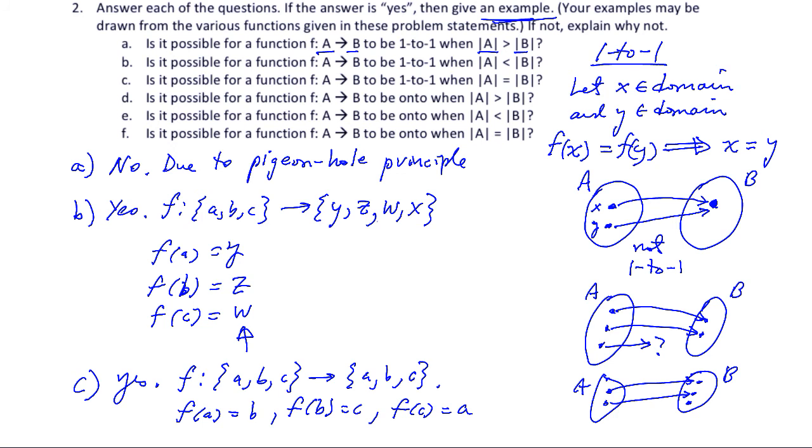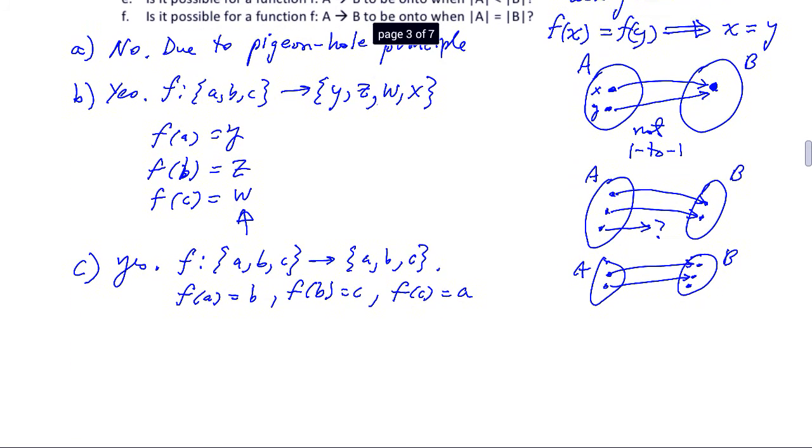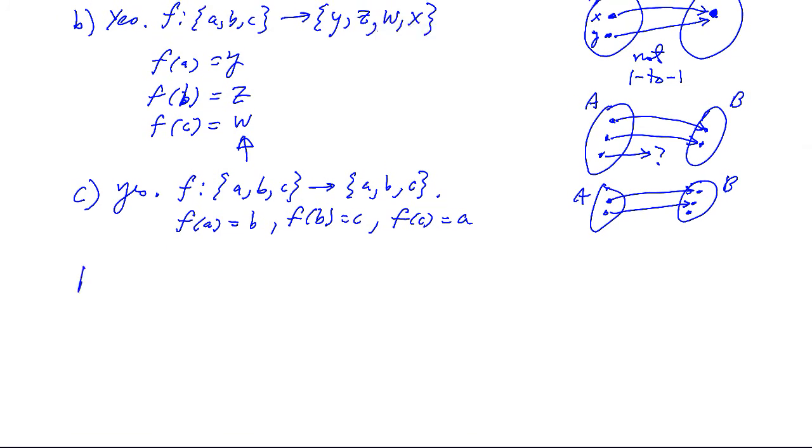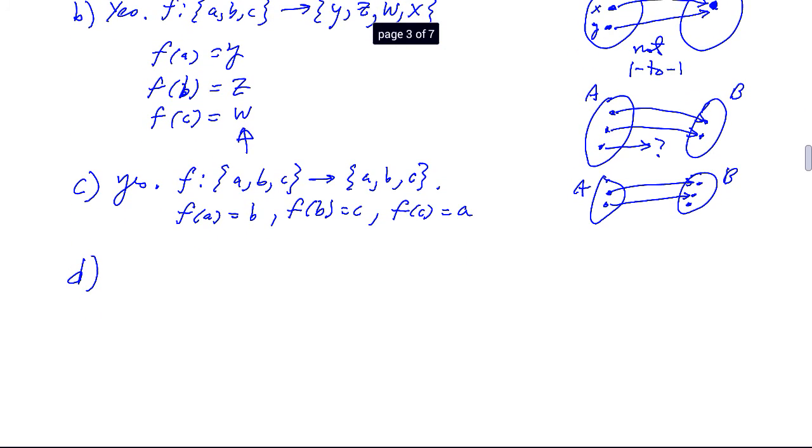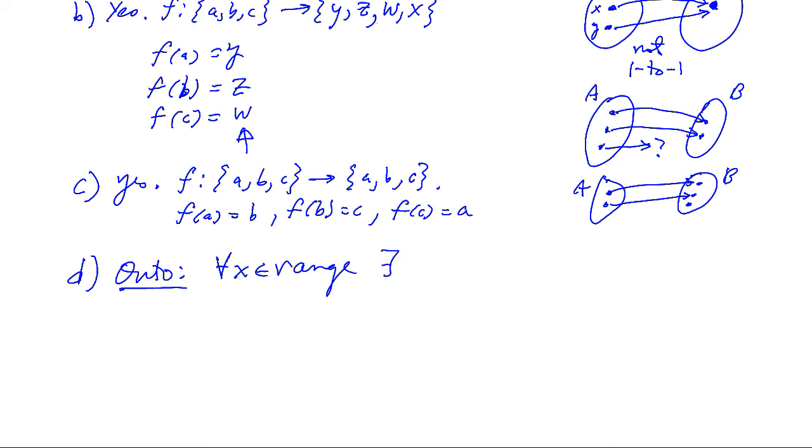Now we're going to ask the same 3 questions about onto. Okay, can it be onto when the domain is larger than the range? Onto means that for all x in the range, there exists a y in the domain such that f of y is equal to x. In other words, every element in the range has a pre-image. X is an element in the range and y is its pre-image.